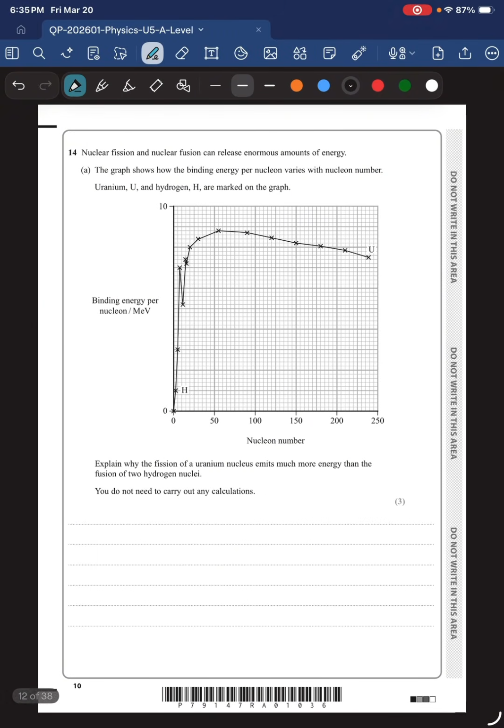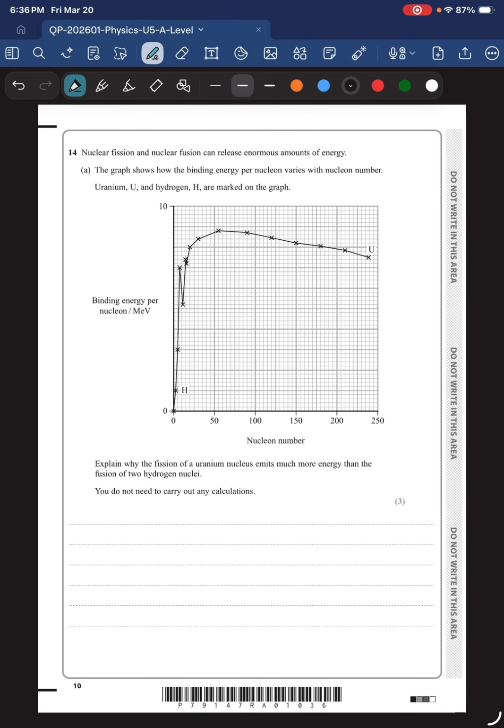Okay, moving on to question 14. Nuclear fission and nuclear fusion can release enormous amounts of energy. The graph shows how the binding energy per nucleon varies with nucleon number. Uranium U and hydrogen H are marked on the graph. Explain why the fission of a uranium nucleus emits much more energy than the fusion of two hydrogen nuclei. You do not need to carry out any calculations.